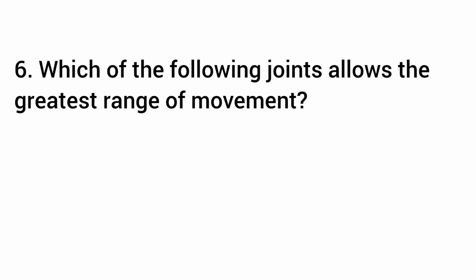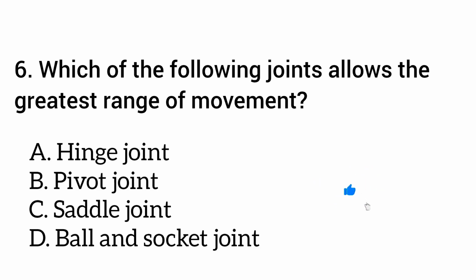Question number 6. Which of the following joints allows for the greatest range of movement? A. Hinge joint, B. Pivot joint, C. Saddle joint, and D. Ball and socket joint. The most correct answer is D. The ball and socket joint. The ball and socket joint actually allows a very wide range of movement along its axis. So example is the hip joint and the shoulder joint.